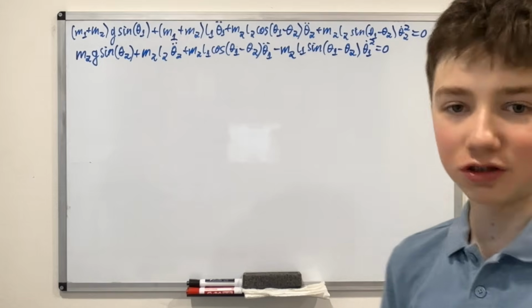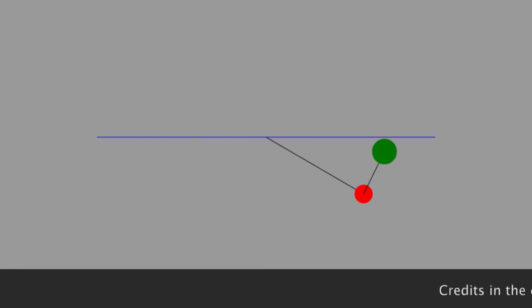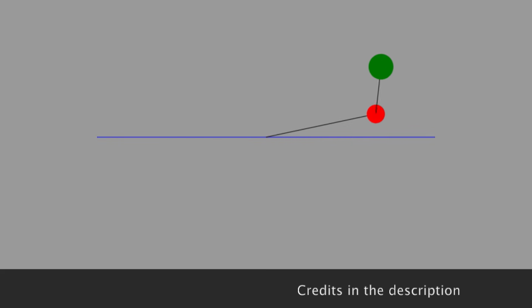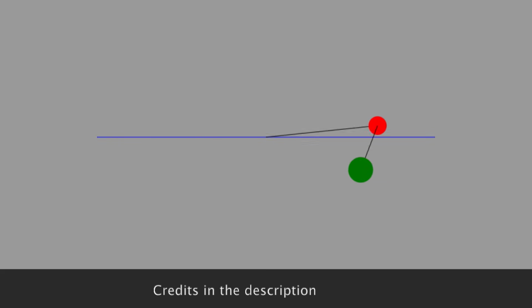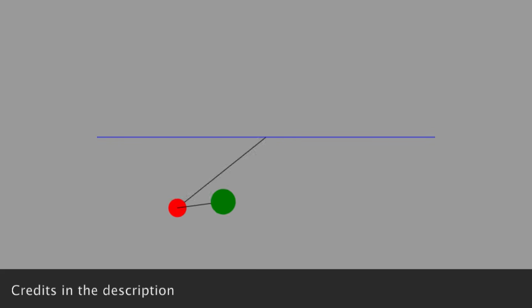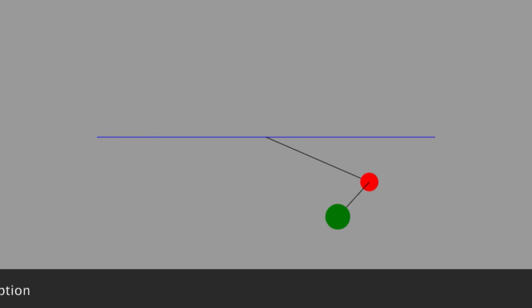So we won't do that today, but if you were to solve it, you can create some very nice simulations of the double pendulum swinging. And the double pendulum is actually a chaotic system, so it's very interesting to see it at work.